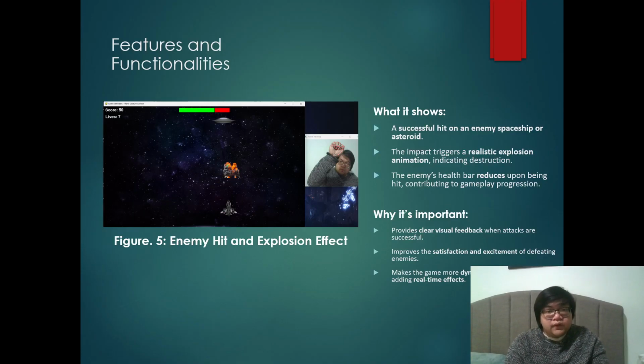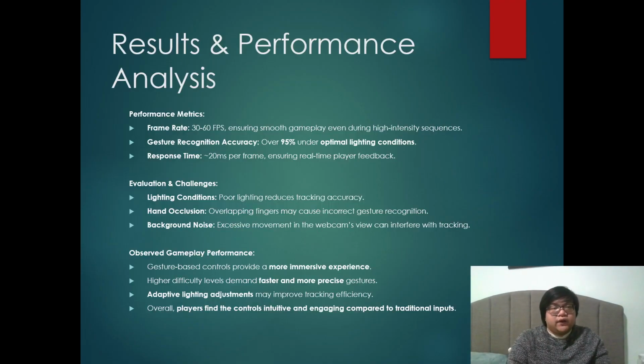Lastly, this figure was the enemy hit and explosion effect. It shows that a successful hit on an enemy spaceship or asteroid triggers a realistic explosion animation indicating destruction. The enemy's health bar reduces upon being hit, contributing to gameplay progression. The most important thing is that it provides clear visual feedback when attacks are successful, which improves the satisfaction and excitement of defeating the enemies, and makes the game more dynamic and engaging by adding real-time effects.